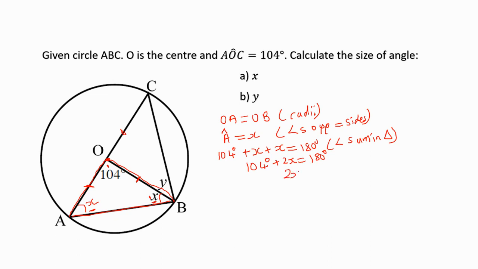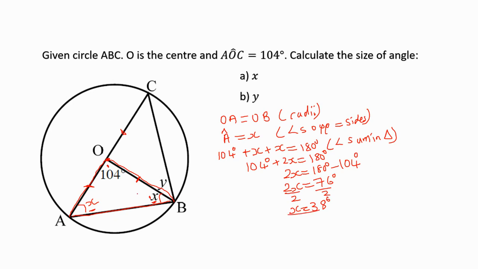So it's 2x is equal to 180 degrees minus 104 degrees. What is 180 minus 104 degrees? It should be 76, isn't it? So it means 2x is equal to 76 degrees. And then how do we get x here? We divide by 2. Then x is equal to 38 degrees. You see that? So now x is equal to 38 degrees.